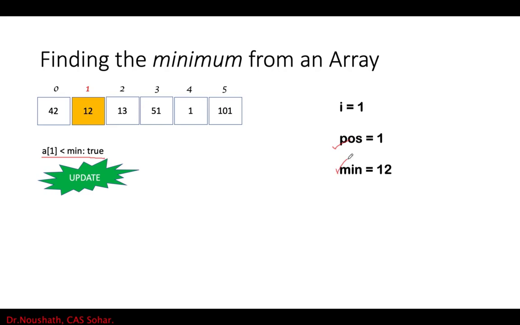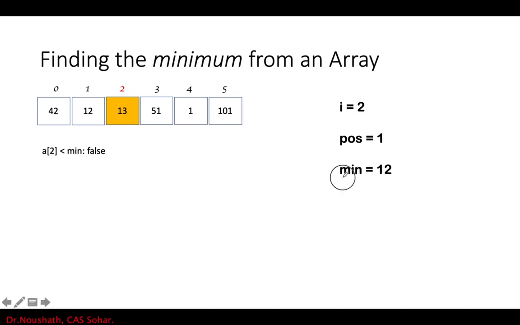Next position of comparison is from position 2. Please note that we will no longer compare the array element with the first assumed minimum. We will always compare it with whatever the minimum is right now, 12. Now a of 2 less than minimum is false, because a of 2 is 13 and minimum is 12. So the condition is false. There is no updation. Next, going ahead again, the next element is from position 3, which is 51.